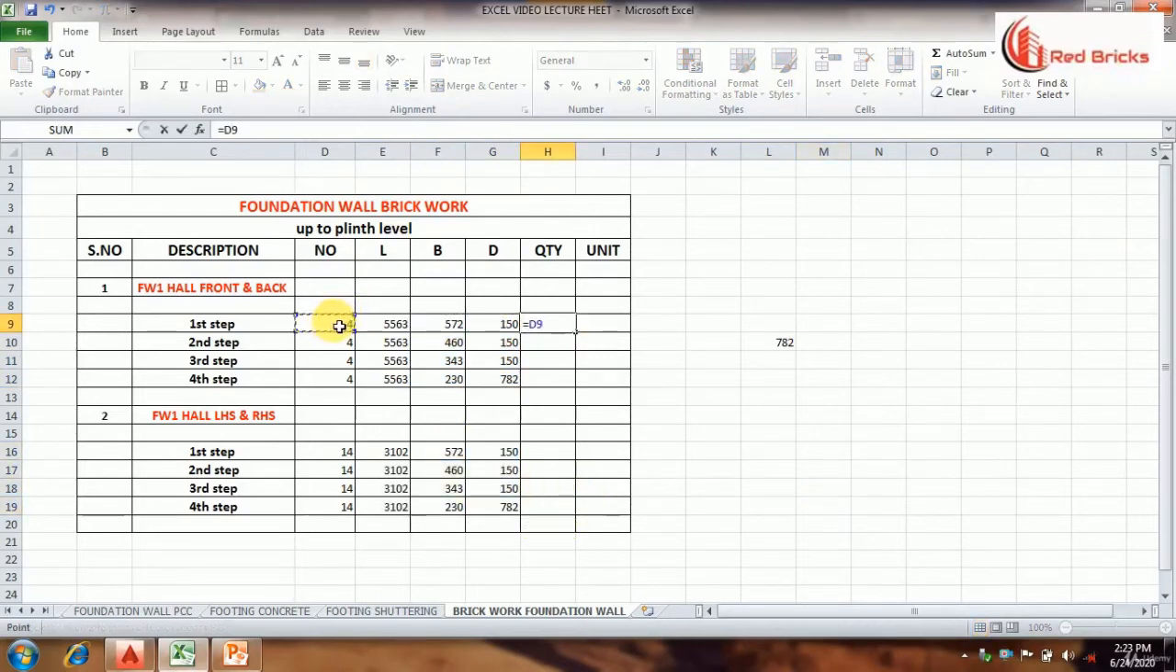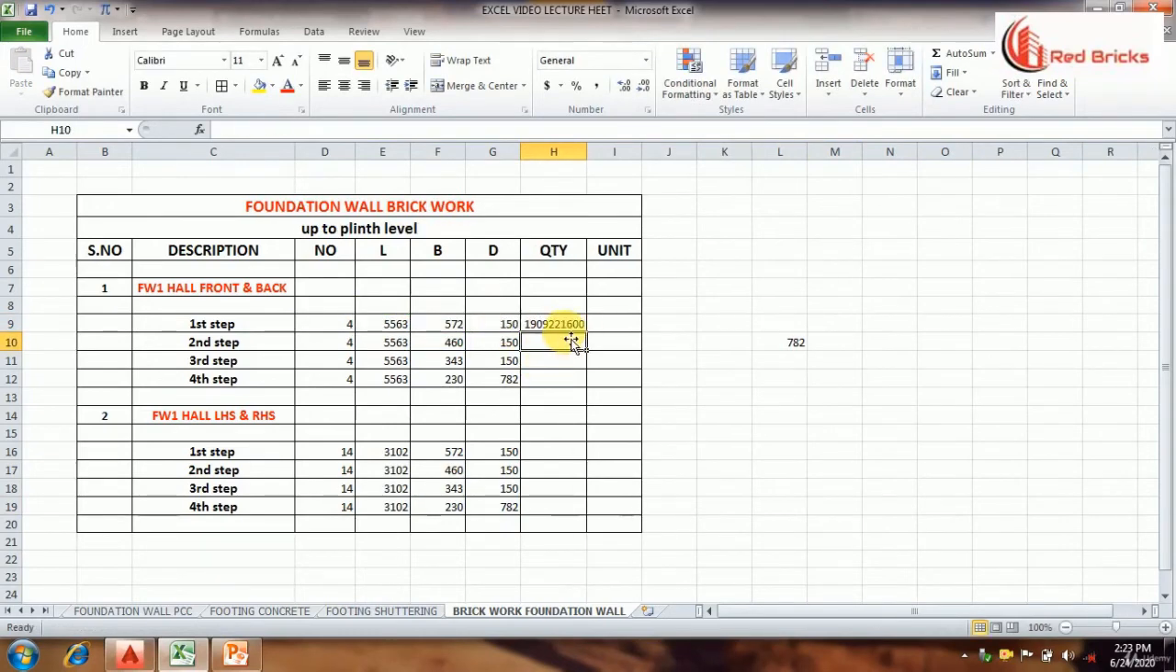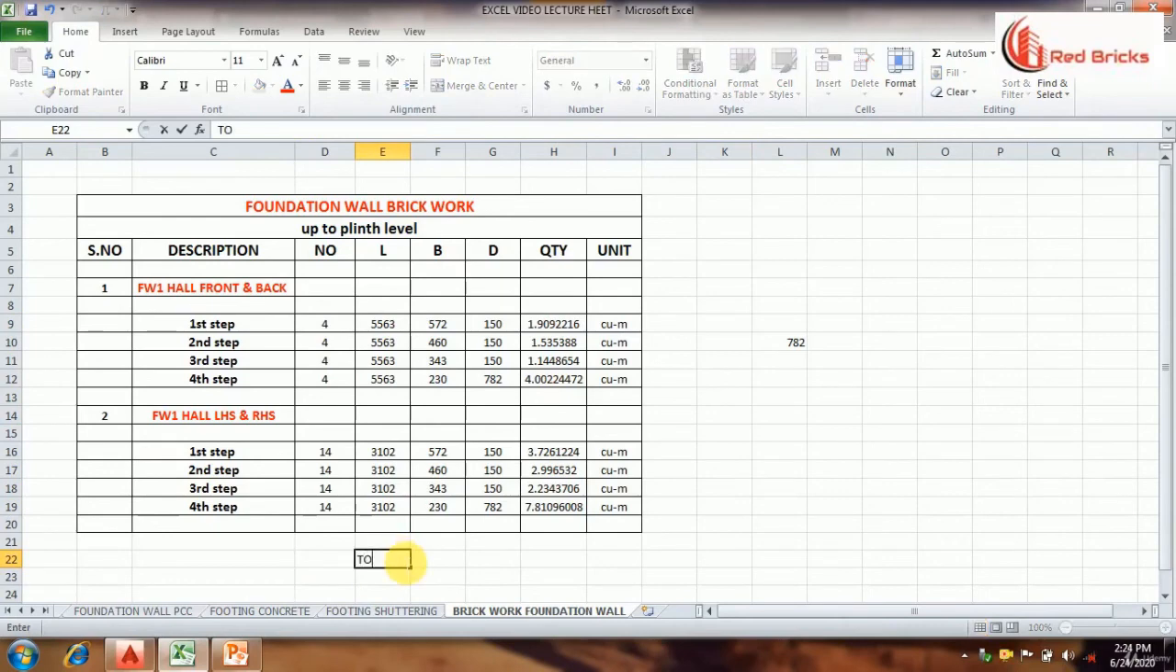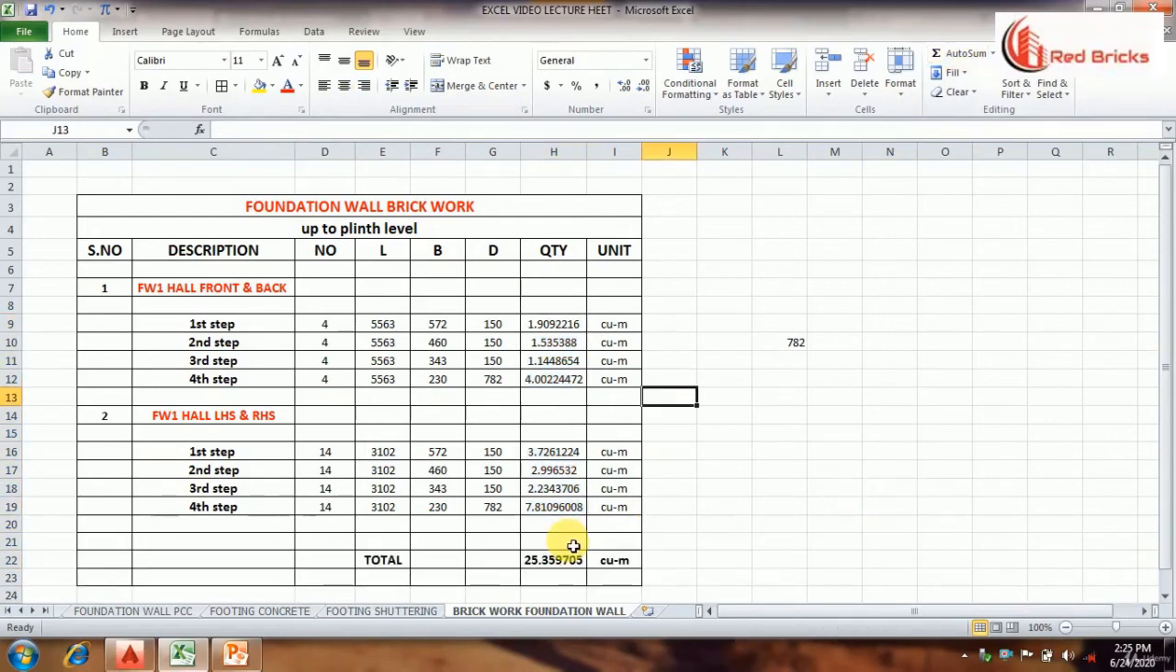For calculating the quantity, we will multiply the number, length, breadth and depth. The value is in cubic millimeter and we need the value in cubic meters. So we divide this value by 1000 cube. We can calculate all the quantities in similar way. The total quantity is equal to sum of all the quantities. In this lecture, we learned to calculate the brickwork quantity of foundation wall.